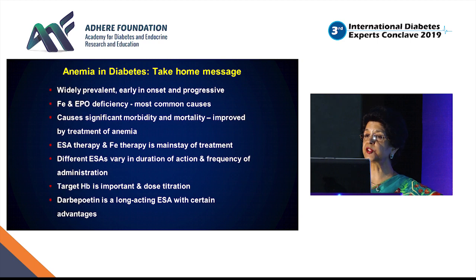So the take-home message, I've tried to highlight, it's widely prevalent, early in onset and progressive. The two most common causes are iron and erythropoietin deficiency, the associated morbidity and mortality. The mainstay of treatment are those two agents. As far as erythropoietin stimulating agents are concerned, they vary in duration of action and frequency of administration. You should be aware of the target hemoglobin, and darbepoetin is a long-acting erythropoietin stimulating agent with certain advantages. Thank you very much.